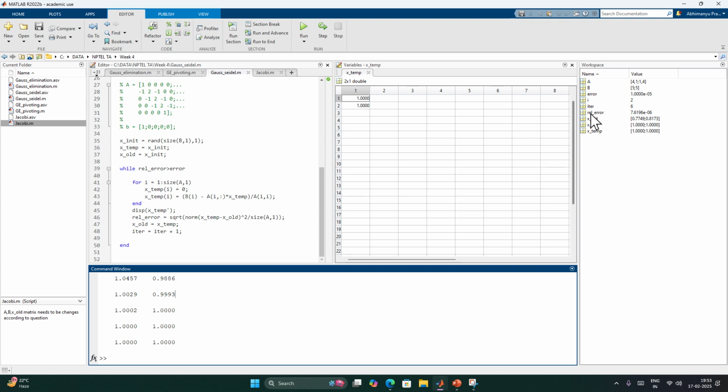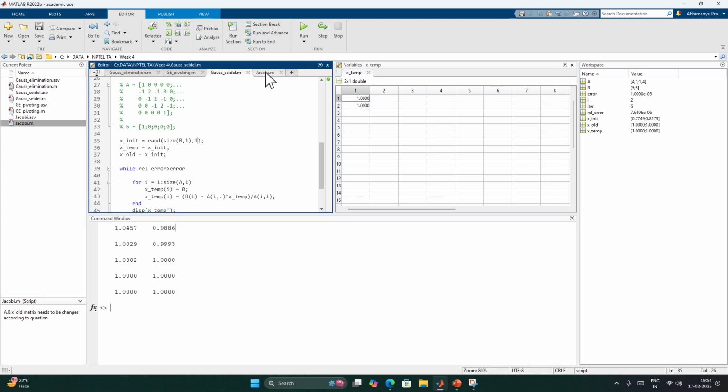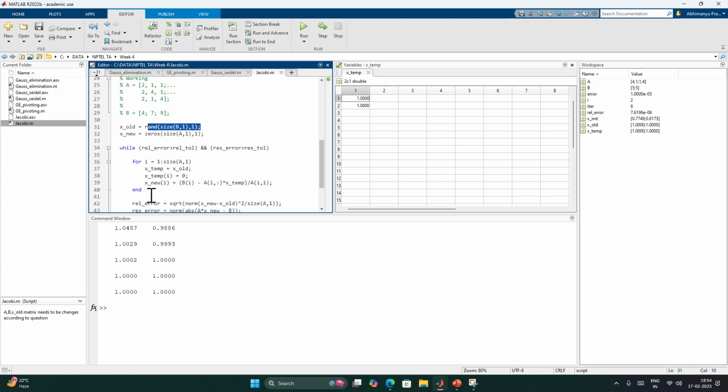So you can see iteration 6. This problem ran only in 6 iterations as compared to Jacobi, where it was running in 4 iterations. I wanted to show you, I have this code side by side.